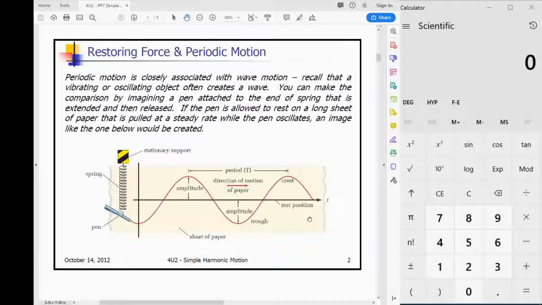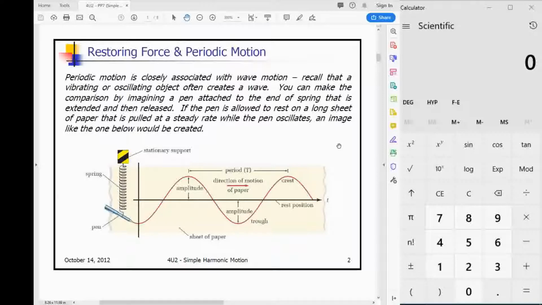What's labeled here are things that you should know from your previous physics class. The labels are the period of a waveform, which goes from a peak to a peak, or a crest to a crest, or a trough to a trough. The amplitude, which is the distance from the equilibrium point to the maximum displacement. And then we have crests and troughs. In this case, it's also showing the direction of motion of the paper.